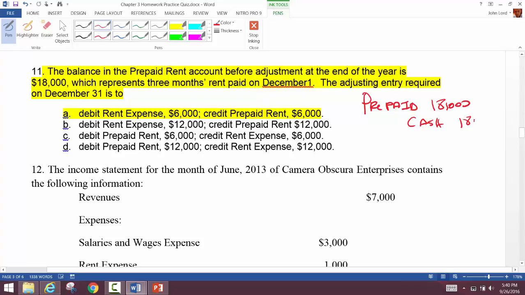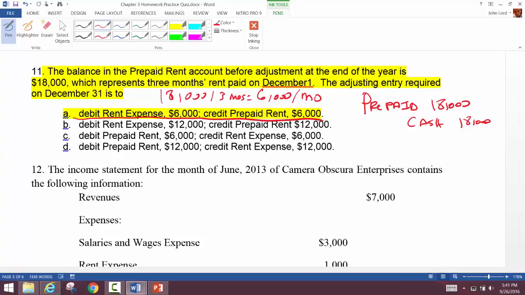For $18,000 when I pay him. Okay? And so I have now $18,000 in the prepaid account, don't I? And that represents how many months? 3 months. So if I pay him $18,000, and that represents 3 months, I divide that by the 3 months. Doesn't that give me $6,000 of expense per month? So on December 31st, I have 1 month that's gone by. I debit the rent expense, I credit the prepaid, right?